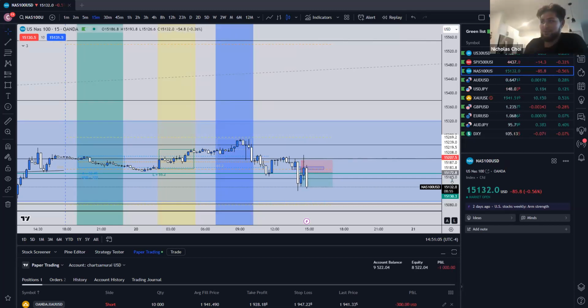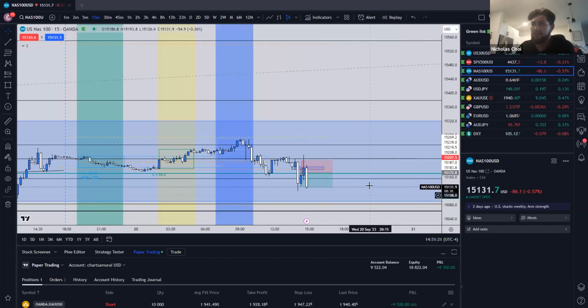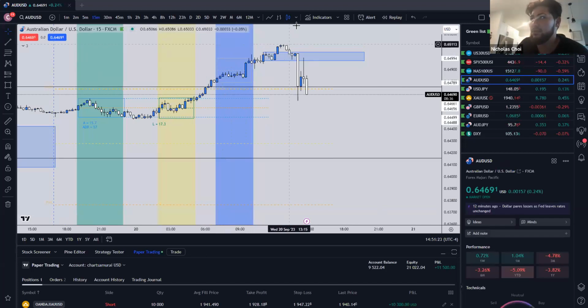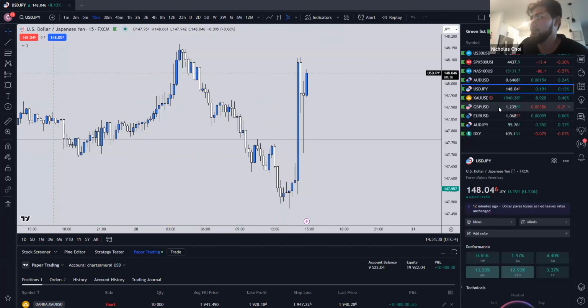But yeah, I love FOMCs because I feel like this setup is really simple. If I may ask, what is the setup exactly? Because I joined a little bit late. Yeah, so same setup. Sweep of liquidity, breaker, displacement, breaker structure. This is it. The whole shebang.